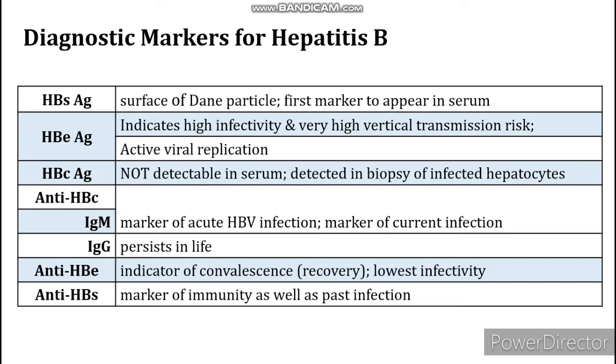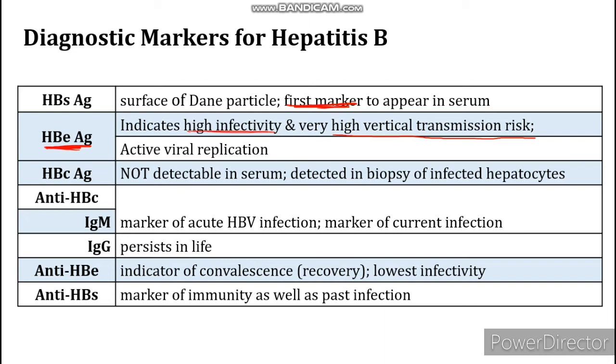Take note that your HBs antigen is the first marker to appear sa serum. So, pag positive siya ng HBsAg, meaning, meron na siyang hepatitis B. May hepatitis B infection na siya. Next, kapag present na din yung HBe antigen, meaning it has a high infectivity and very high vertical transmission risk. So, kasi, dito na yung active viral replication ng hepatitis B. So, kapag may HBe antigen yung person, therefore, madali na siyang makahawa ng ibang people.